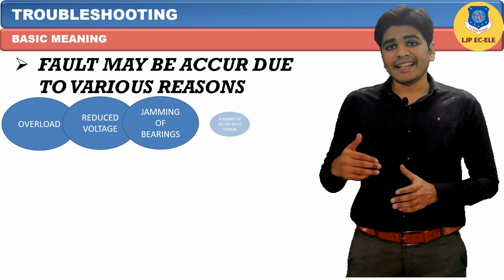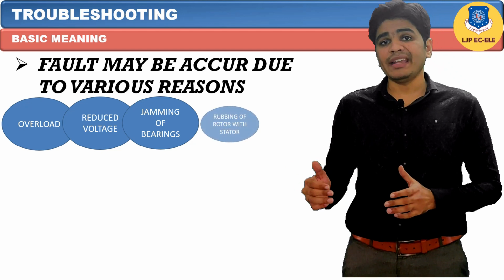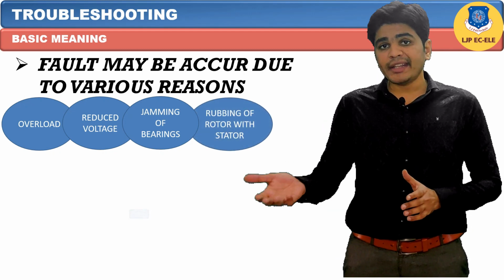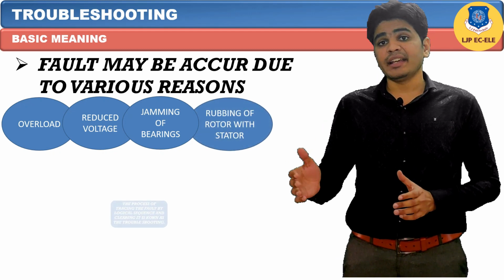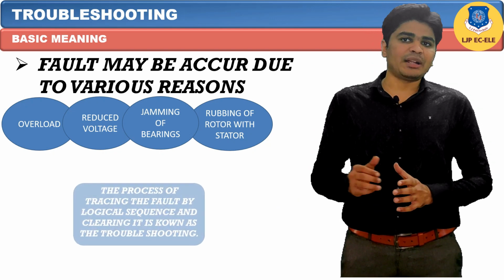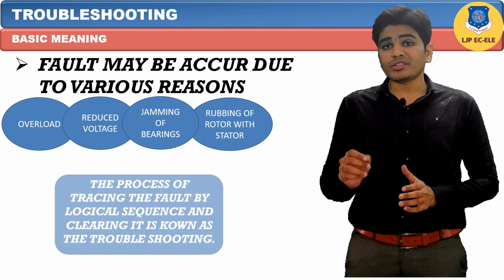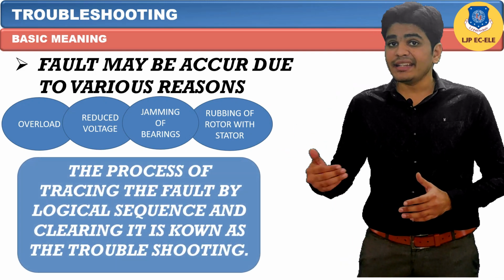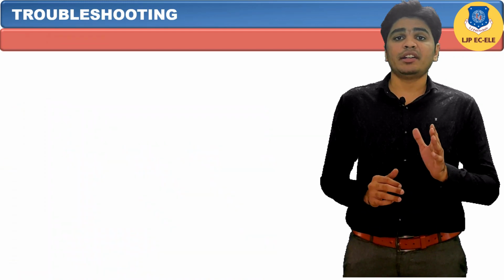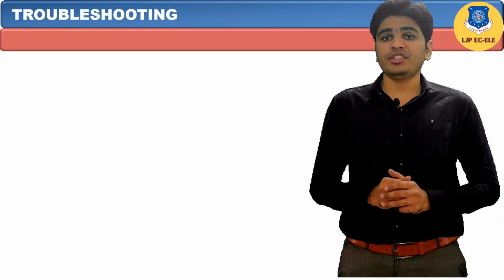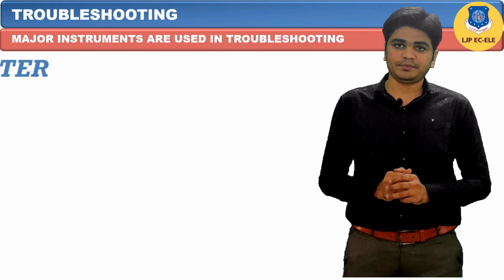So, it is necessary that fault finding be done in a logical sequence. The fault can be traced and cleared easily when such a procedure is established. The process of tracing the fault by logical sequence and clearing it is known as troubleshooting. Now our next lesson is about major instruments which are used in troubleshooting.